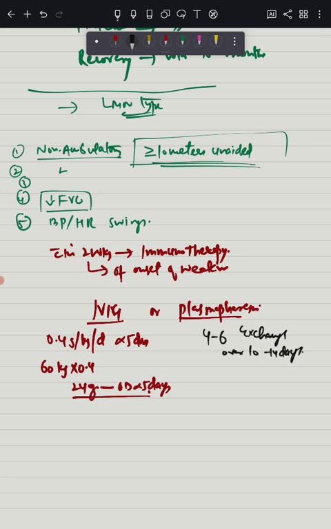So the patient is non-ambulatory, can't walk 10 meters unaided. Second is the patient has developed rapidly progressive weakness. Third, involvement of bulbar muscles. There is respiratory compromise in the form of decreased FVC, and there are severe autonomic symptoms, for example BP and heart rate swings. In such cases, you have to initiate either IVIG or plasmapheresis.